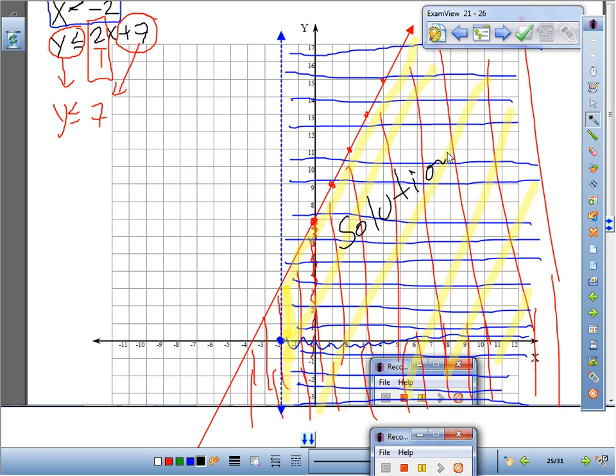Solution set. What does that mean? Think about it. Tell your neighbor what that means. What does a solution set mean? Any point in that area will make both inequalities true. So, as your neighbor said, any of these points will make both inequalities true. Is that correct? Yes. All right. So, with that said, we're done with that.